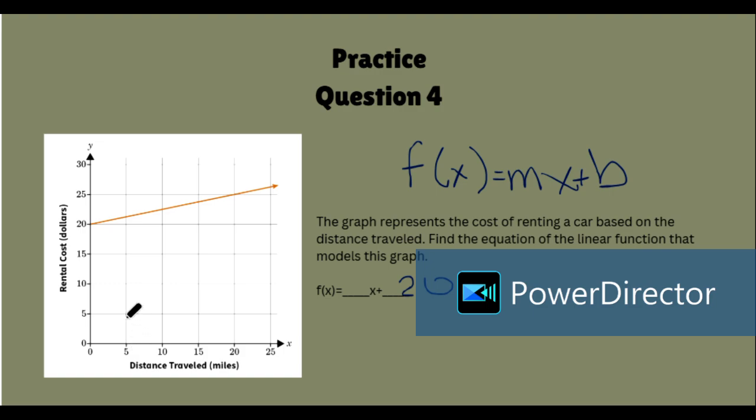And for our slope, we need 2 consecutive points. So we have one here at 0 and 20. And another obvious one here is 20 and 25. So y2 minus y1 over x2 minus x1 gives us 5 over 20, which gives us a slope of 1/4 or 0.25. Either is a correct answer.